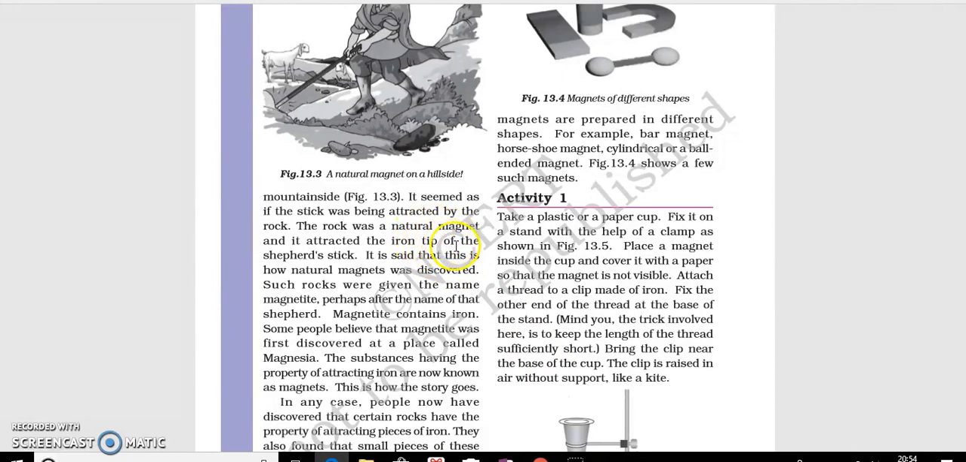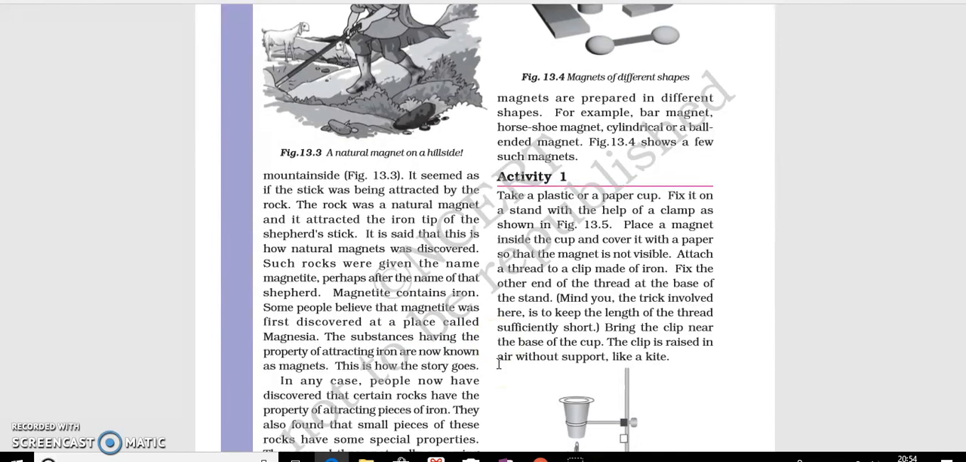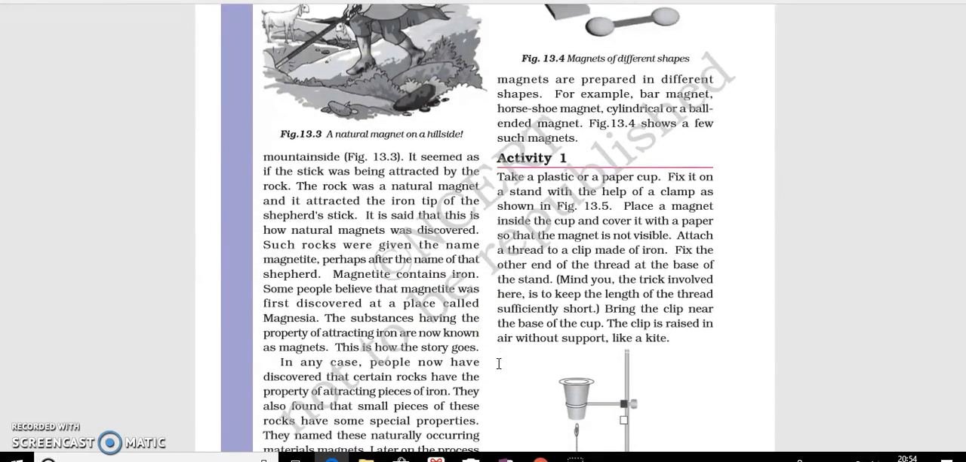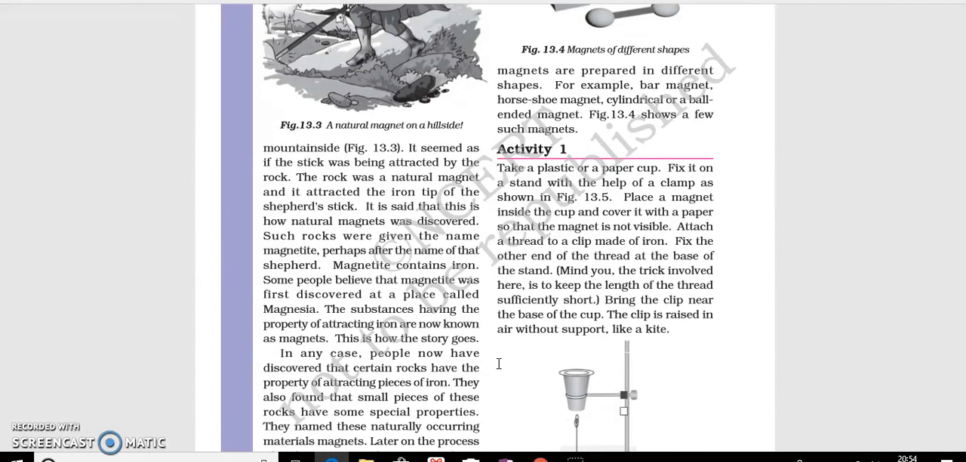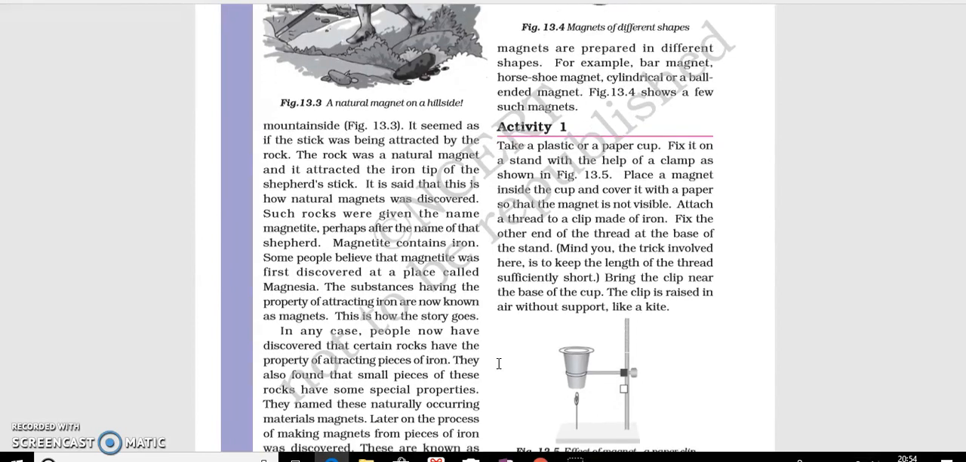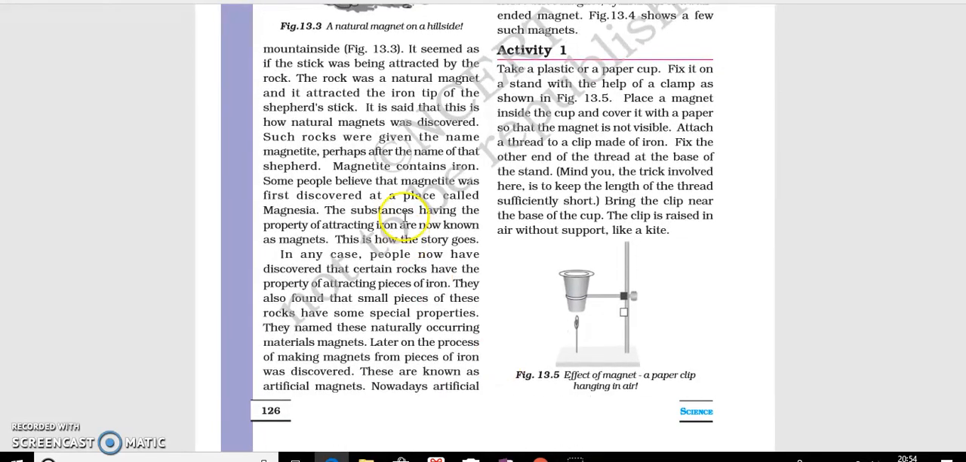The rock was a natural magnet, and it attracted the iron tip of the shepherd's stick. So this is how the magnets were discovered. And such rocks were given the name magnetite, perhaps after the shepherd's name. Magnetite contains iron. Some people believe that magnetite was first discovered at the place called Magnesia.